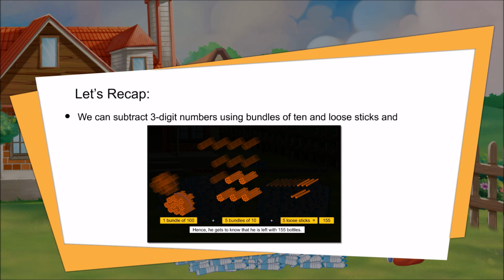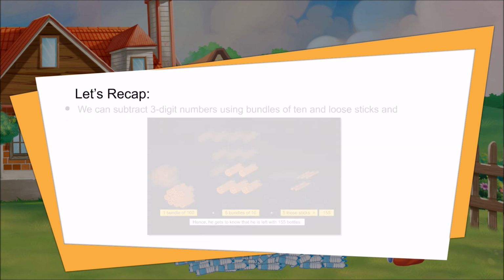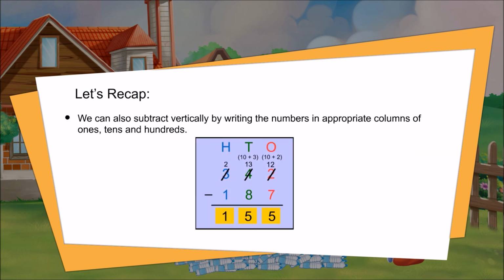Let's recap. We can subtract 3-digit numbers using bundles of 10 and loose sticks. And we can also subtract vertically by writing the numbers in appropriate columns of ones, tens, and hundreds.